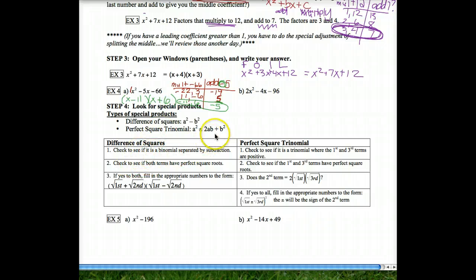And that is my factorization for 4a. 4b, if you haven't tried it on your own yet, pause again, try it yourself, because that's the only way you're going to know if you understand.